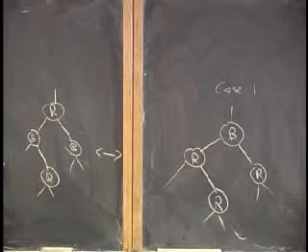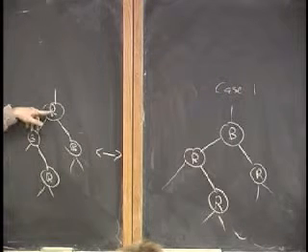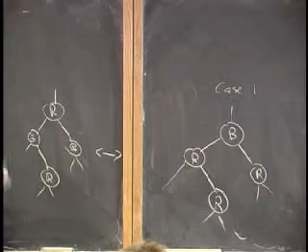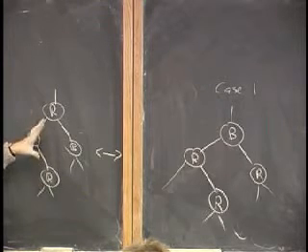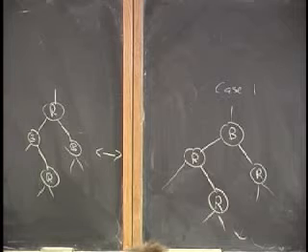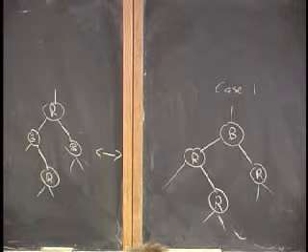There's no more red-red clash. The only thing that could happen is that this red, as it moves upward, might clash again. But we have handled the tree completely from this local point of view, and we've moved the difficulty up 2 generations. Okay, that's the easy case. It's case 1.